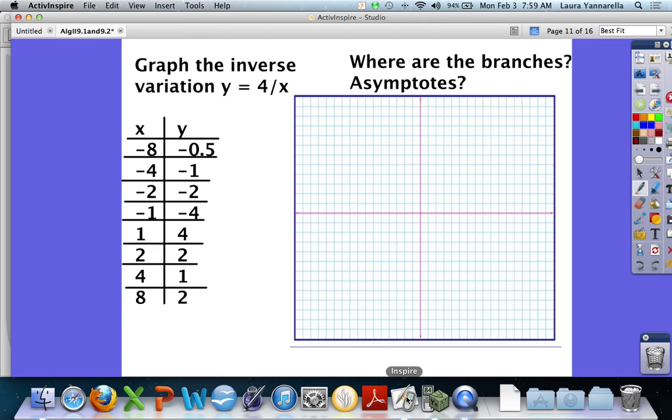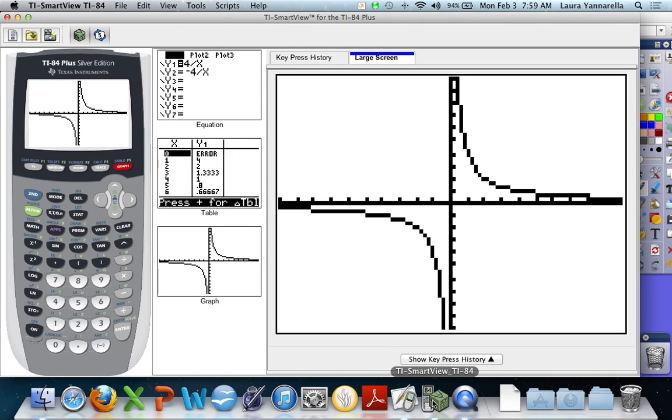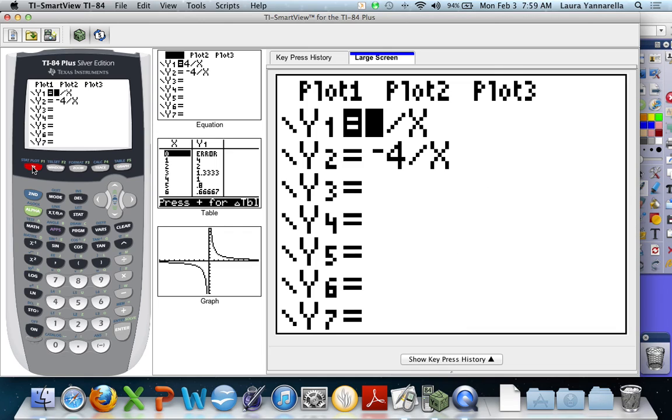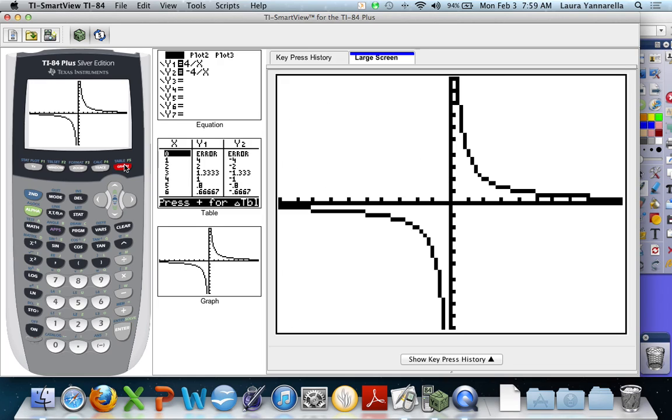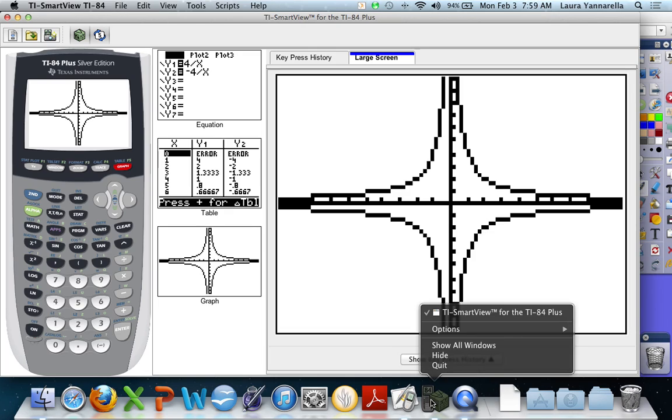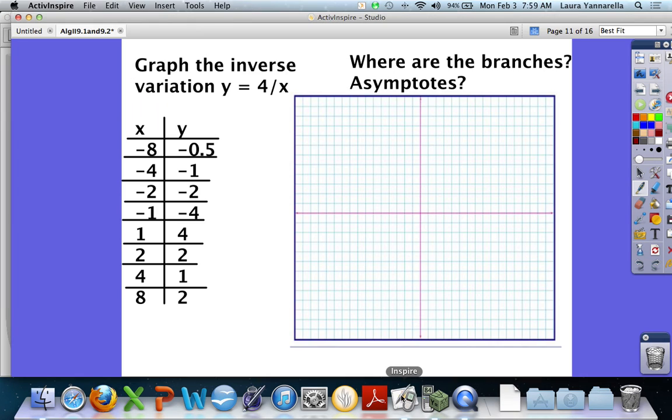All right, now what I want you to do is go back into your calculators and try y equals -4 over x. And I'm just going to turn my formula on because I already had it in there. And now look where our branches go. Now for the negative k values, you get branches in quadrants 2 and 4. All right. So for 4 over x, we got this graph. And for -4 over x, we got this graph.